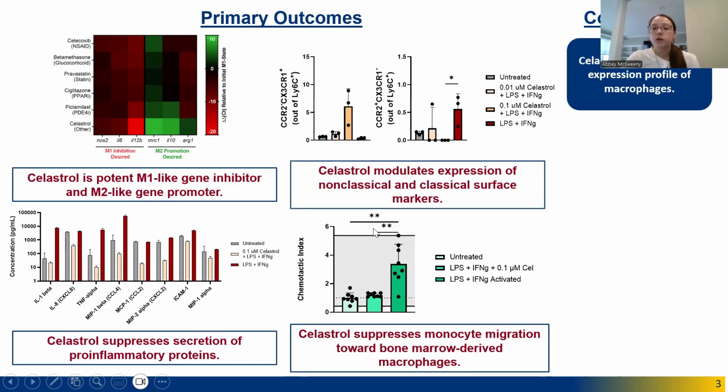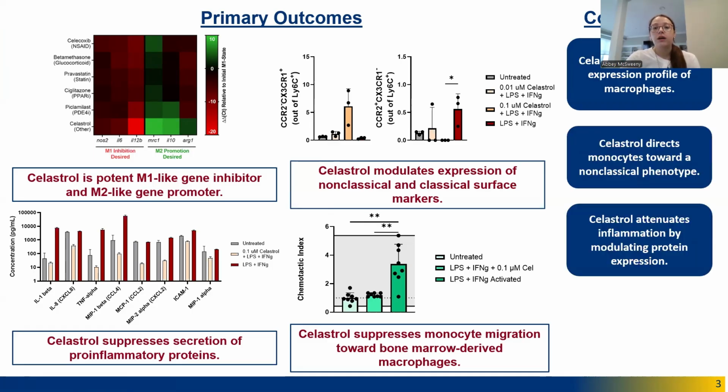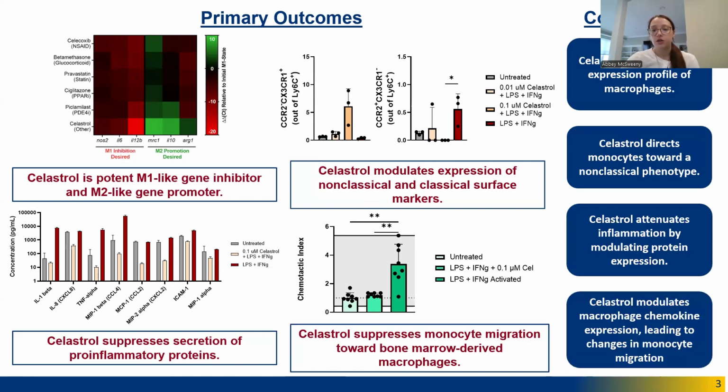From this, we've concluded that Celastrol is able to alter the gene expression profile of macrophages. It directs monocytes towards a non-classical phenotype. It attenuates inflammation by modulating protein expression, and it modulates macrophage chemokine expression, leading to changes in monocyte migration.